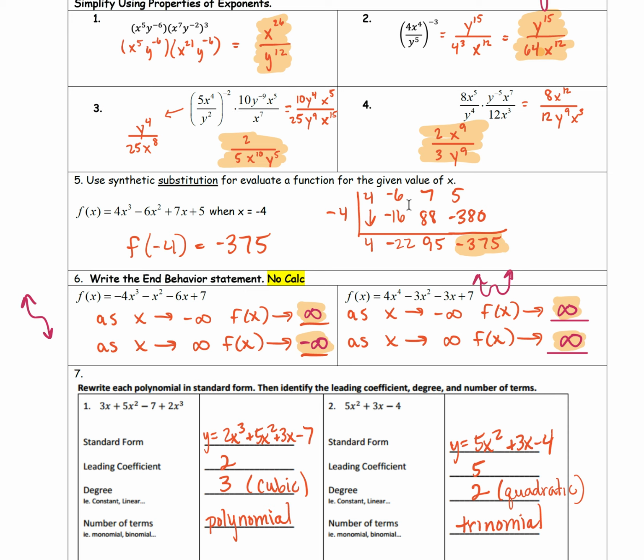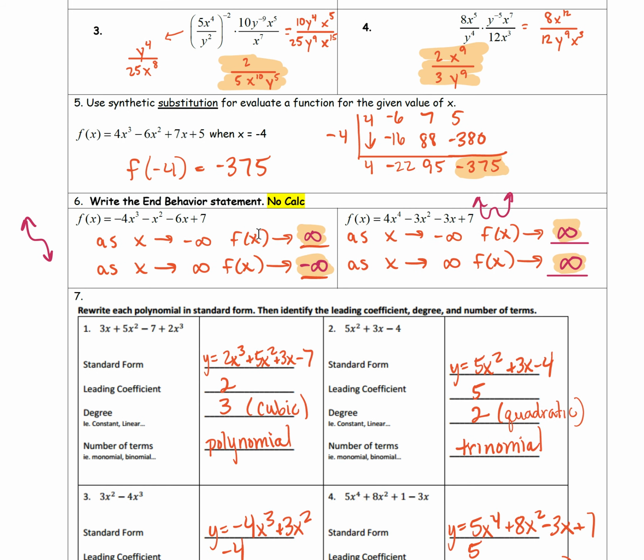Go ahead and you bring down and then multiply. Add, multiply, add, multiply, add. And so this negative 375 is the answer that you would get if you plugged in negative 4 into this function, which means it is the same thing as saying f of negative 4 equals negative 375.